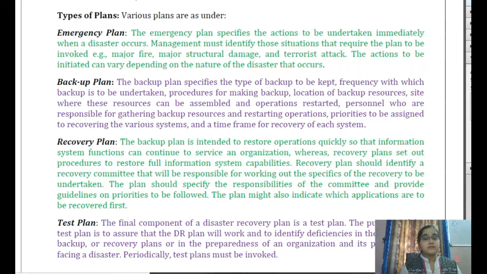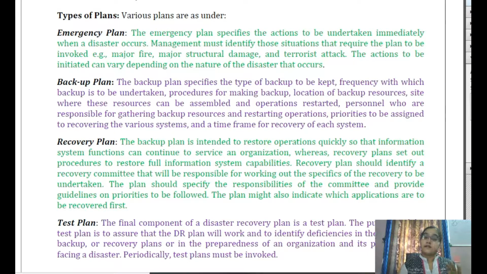The plan should specify the responsibility of the committee to provide guidelines on the recovery and the type and the steps to be followed. The plan might also indicate the applications which are to be recovered first, and accordingly the recovery plan will take care of those assets which are given priority, and other assets will be next to it.